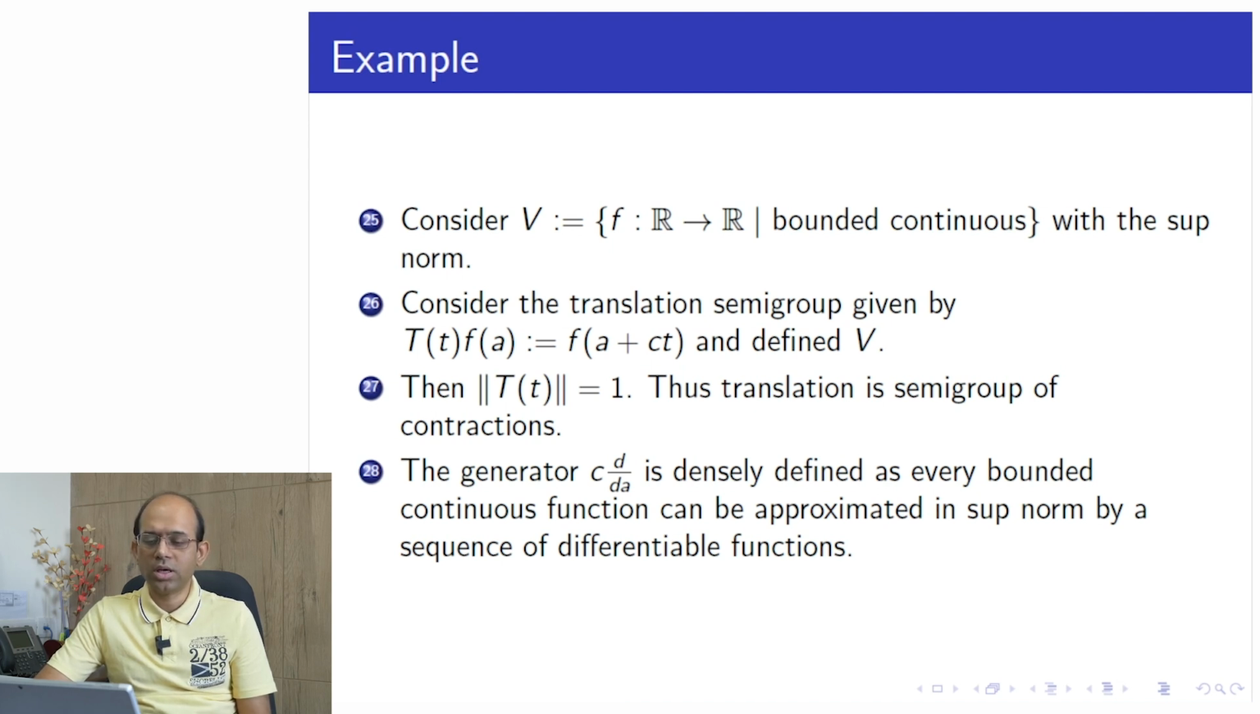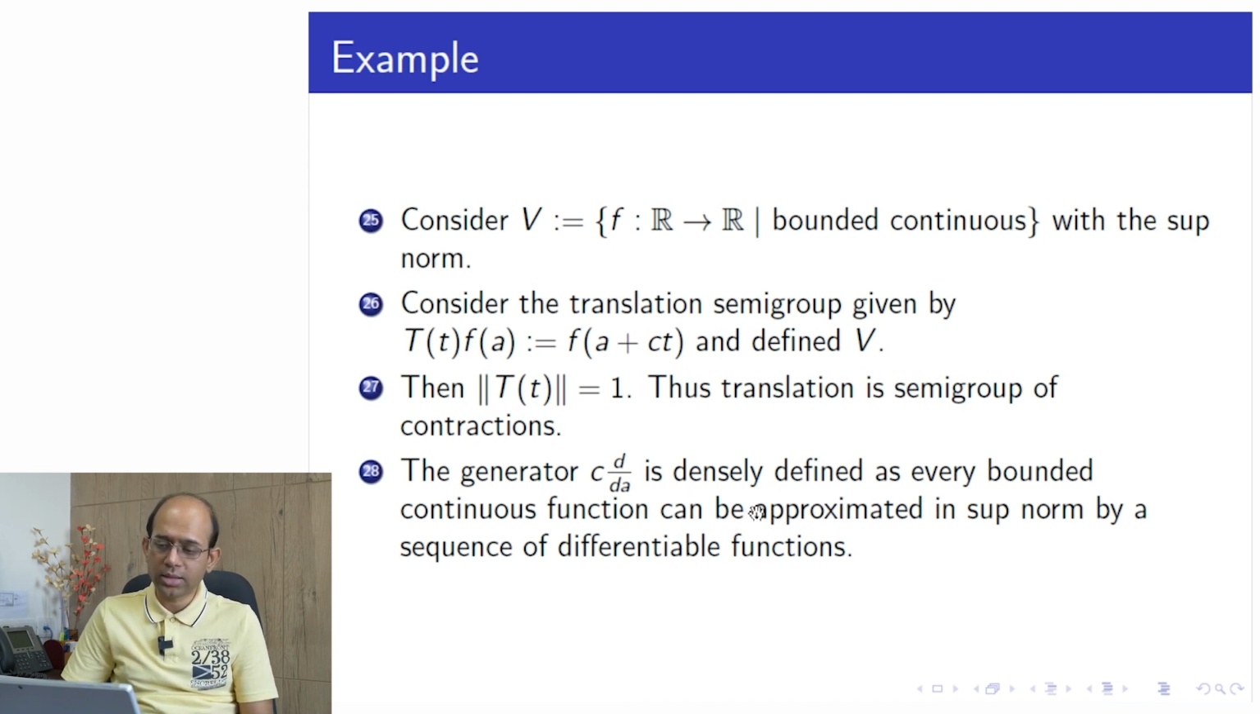So this operator is defined only on the set of all functions which are differentiable. However, this operator is densely defined. Why? Because every bounded continuous function can be approximated in supremum norm by a sequence of differentiable functions, correct? Even if we have very sharp points where it is not differentiable, we can have a smooth version there and keep it very close in the supremum norm. The error can decrease to 0 as the sequence progresses.